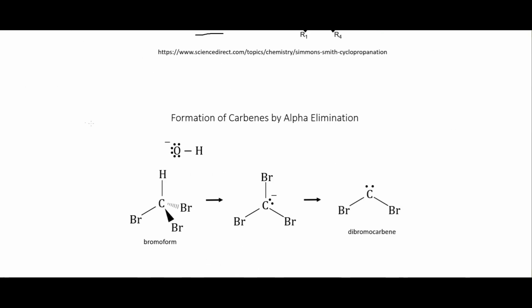One other way we can do it is by what's called alpha elimination. We have this bromoform here, which is just a carbon with 3 bromines and a hydrogen bound to it. We put it in our hydroxide here. This will come grab that hydrogen there. The electrons will go to the carbon, so we have this carbanion here. Because that's so unstable, one of these bromines is going to leave from it, and we end up with our dibromocarbene right here.